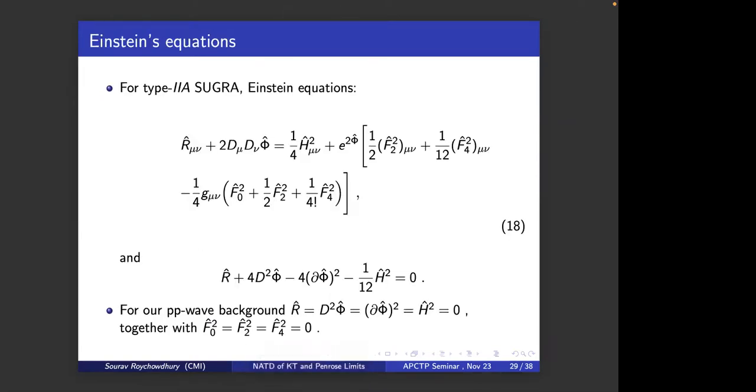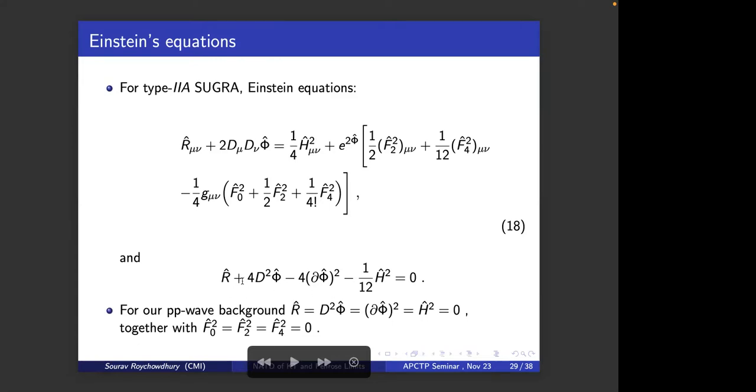Okay. So in order to fix either C3 and C5, we borrow the idea, we actually took help from the Einstein equation for the type 2A supergravity. And this is actually the equation of the type 2A. This is the Einstein equation. There are two equations for the type 2A supergravity.